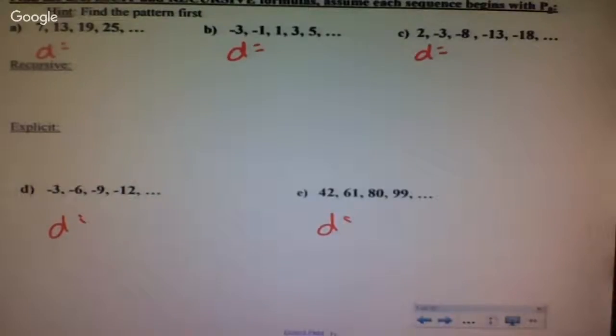We need to find the common difference before we can do anything else. That is your common difference. Plus 7 minus 1. It's plus 6.